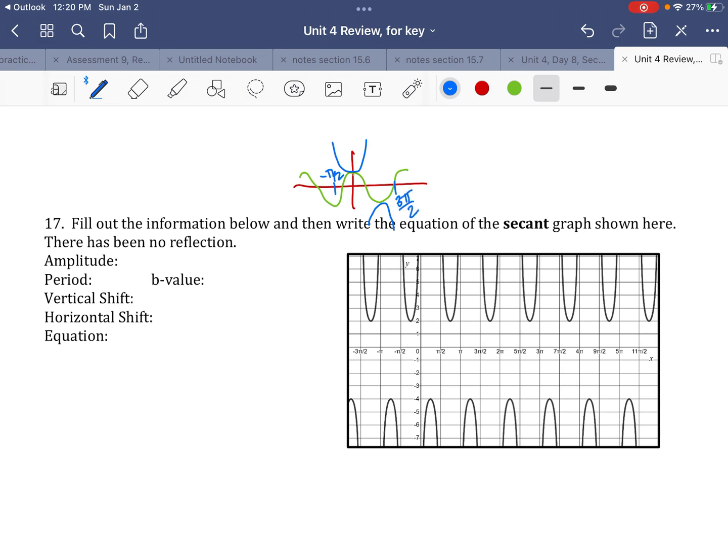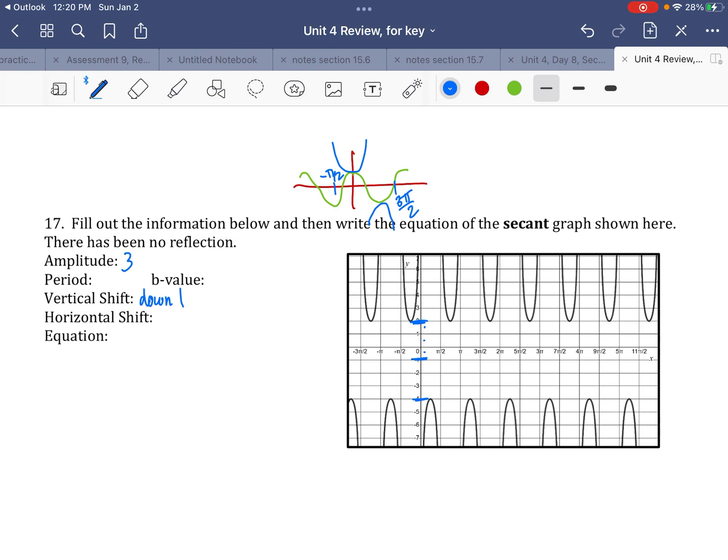All right, so let's see. Amplitude and vertical shift. So I can tell here, let's see, 2 and 4. That's a space of 6. So that means 1, 2, 3. Here's my center. That means that this graph got moved down 1. So vertical shift is down 1. All right. I can also tell that it got stretched. So 1, 2, 3. So the amplitude is 3. Let's see, the horizontal shift, we'll take care of that in a minute.